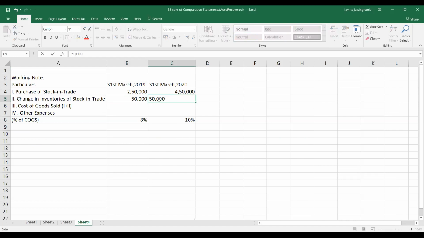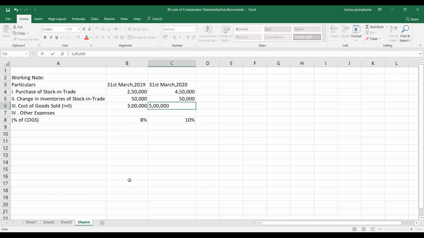So write down that 50,000 in each of the years. Then add both of these, because for cost of goods sold, it is opening plus purchases minus closing, and change in inventory is already opening minus closing. So adding these, 2,50,000 plus 50,000 will give you 3 lakh. For next year, 4,50,000 plus 50,000 will give you 5 lakh.